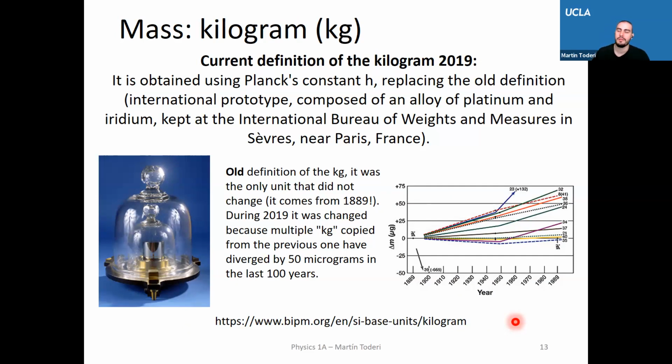The problem is that the copied kilograms from the pattern started changing, and they diverged by 50 micrograms in 100 years, right? But there's still some change. So they redefined it in terms of a constant, the Planck constant, which is h. For those who are not familiar with it, you can take a look at the link down there. I just didn't include the whole thing because it's kind of beyond the course. If you haven't heard about the Planck constant yet, it's a very, very important constant in physics that's going to pop up sometime probably in your studies.